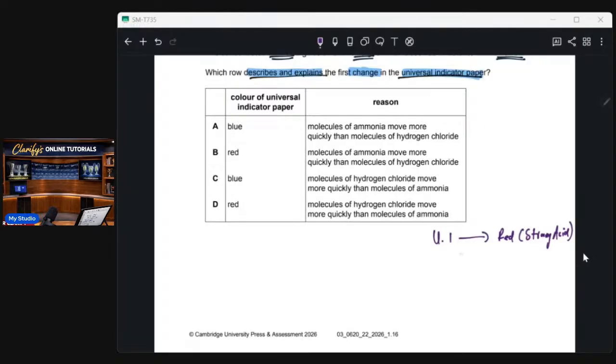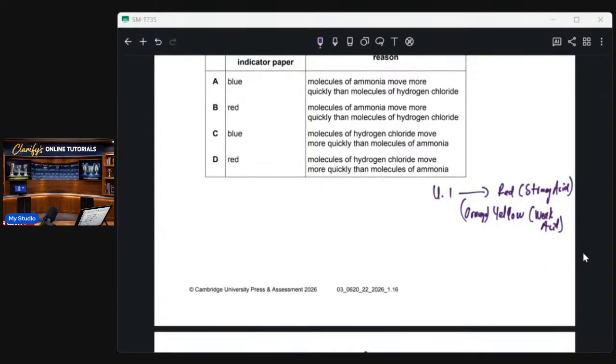Then your universal indicator starts getting yellow or orange when your acid is becoming weak. It becomes orange or yellow for weak acid. That means your pH is like 4, 5, 6, but it's not 7. 7 is neutral. For neutral, universal indicator is green.